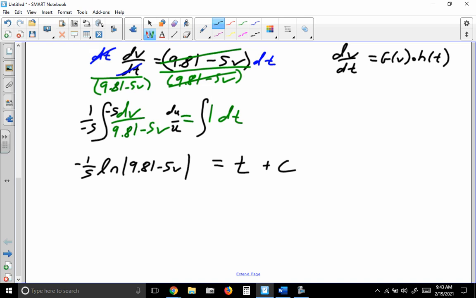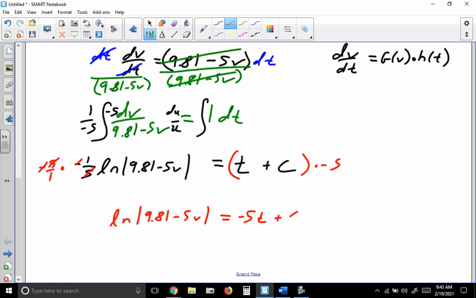And now we just need to solve this for v. To get rid of the negative 1/5, we can either divide by negative 1/5 or multiply by the reciprocal. So the negatives cancel, the 5s cancel, that leaves us natural log. When we do the right side, we're going to have negative 5 times t. And when we multiply a constant times another constant, that's just going to be a constant.